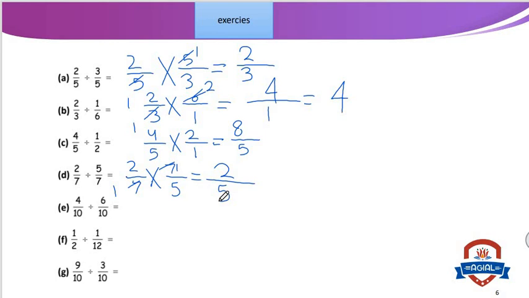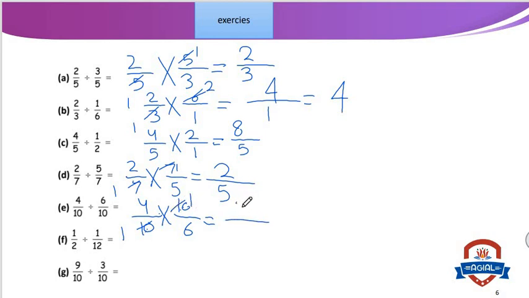Okay, letter E. 4 over 10 divided by 6 over 10. Leave, exchange, flip. So 4 over 10 divided by become multiply. Flip 10 over 6. Do you have a common factor? Yes. 10 and 10. We can divide both of them by 10. 10 divided by 10 equals 1, and 10 divided by 10 equals 1.